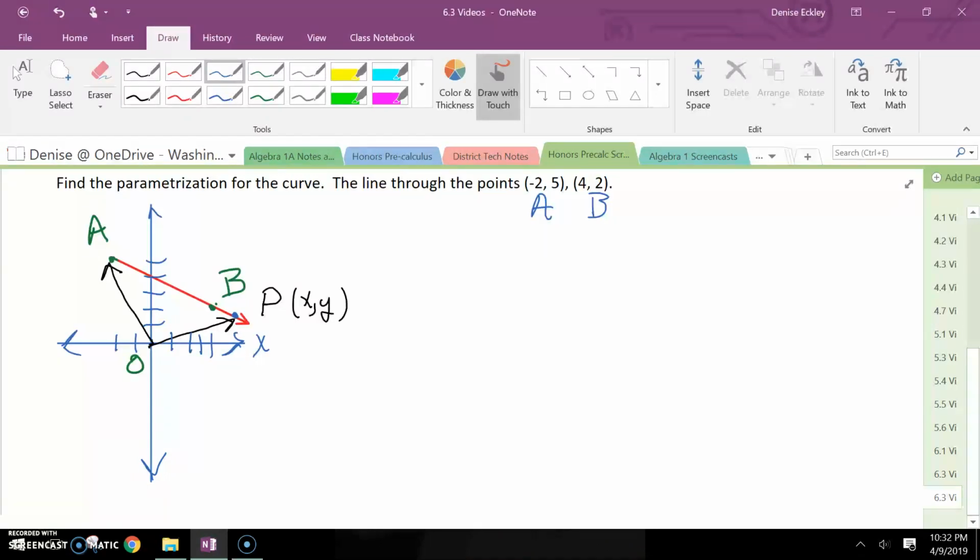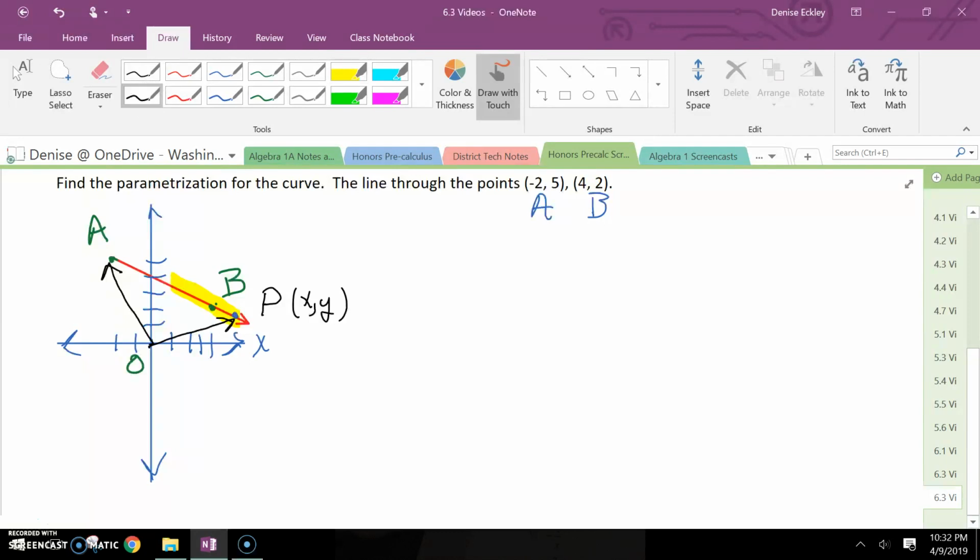So you start by connecting A and B with a vector, and then putting an arbitrary point P, which could slide anywhere along that line. I just happen to put it beyond AB, but it could be between them, so it doesn't matter, but we'll put it there for now.